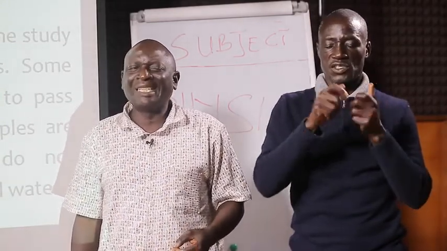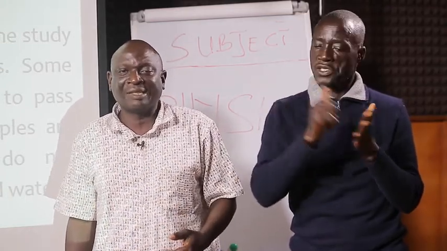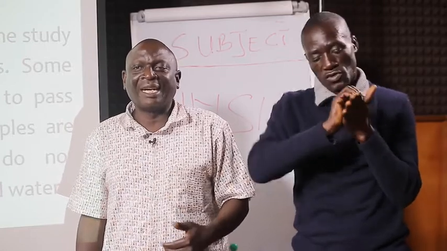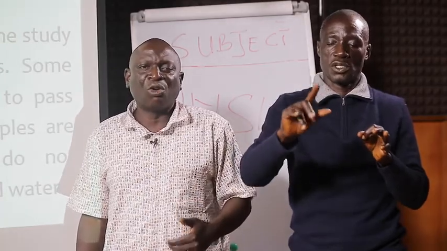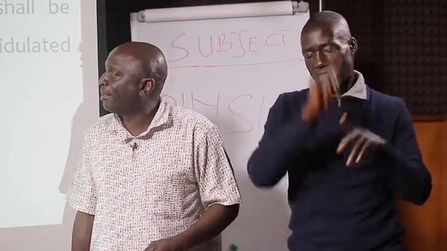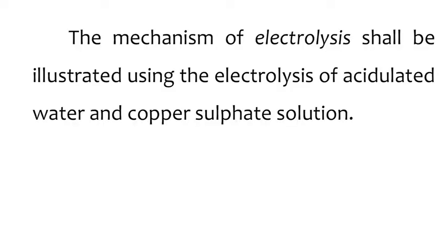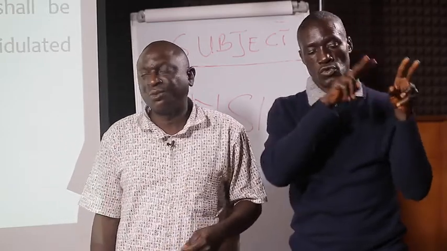Why? Because it has been deionized. All the ions that it contains have been neutralized and formed neutral atoms or molecules, and that is why it cannot conduct electricity. The mechanisms of electrolysis shall be illustrated using the electrolysis of acidulated water and copper sulfate solution. So we shall be looking at these two.